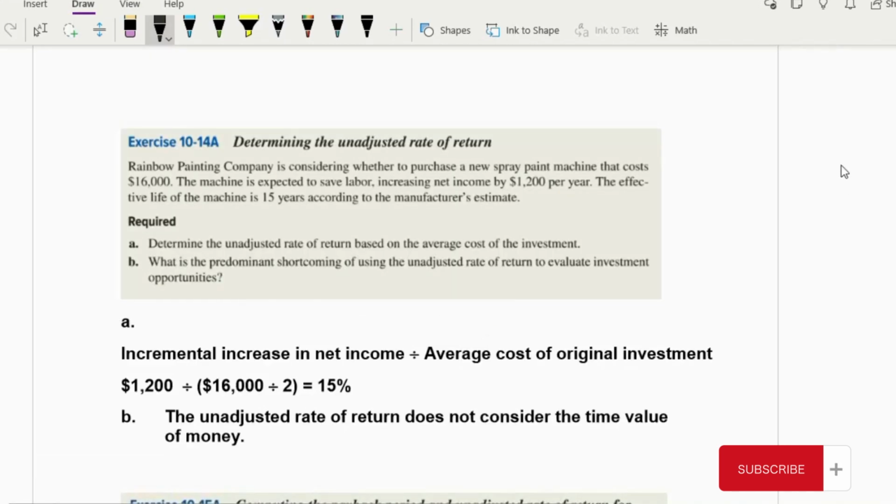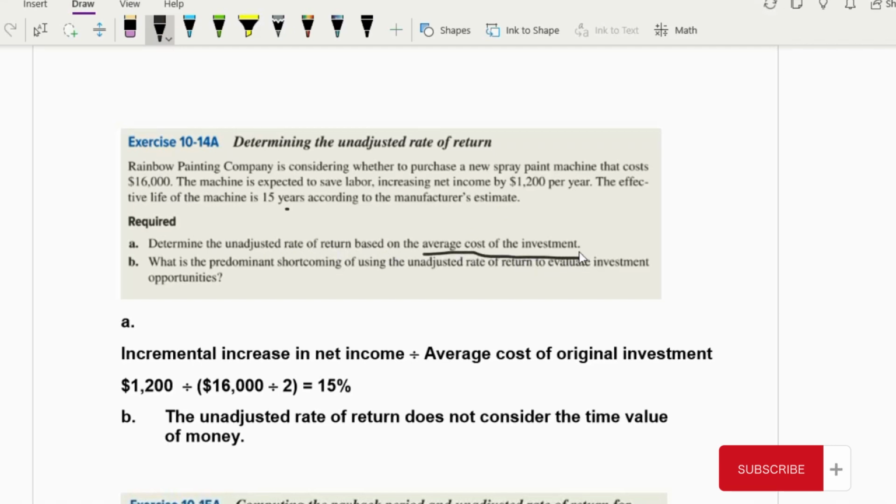Okay, let's move towards our next question, which is determining the unadjusted rate of return. This is Rainbow Painting Company is considering whether to purchase a new spray paint machine that costs $16,000. The machine is expected to save labor, increasing the net income by $1,200 per year. The effective life of the machine is 15 years according to the manufacturer's estimate. They say determine the unadjusted rate of return based on average cost of investment.